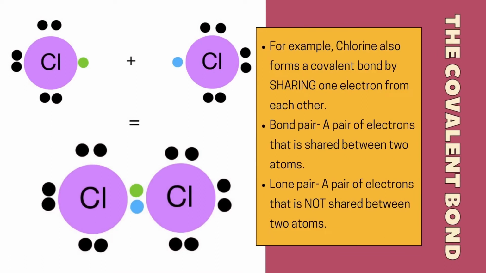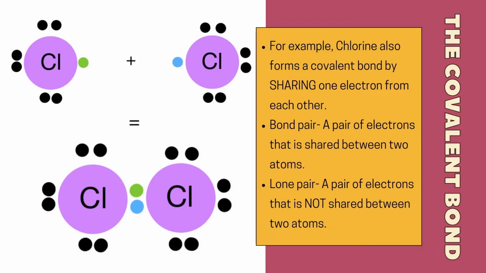Another good example is chlorine. Chlorine also forms a covalent bond by sharing one electron from each other. A total of two electrons are shared. Now, look closely at the picture. How many electrons does chlorine have? If we count a single chlorine atom, 1, 2, 3, 4, 5, 6, 7. It has 7 electrons.